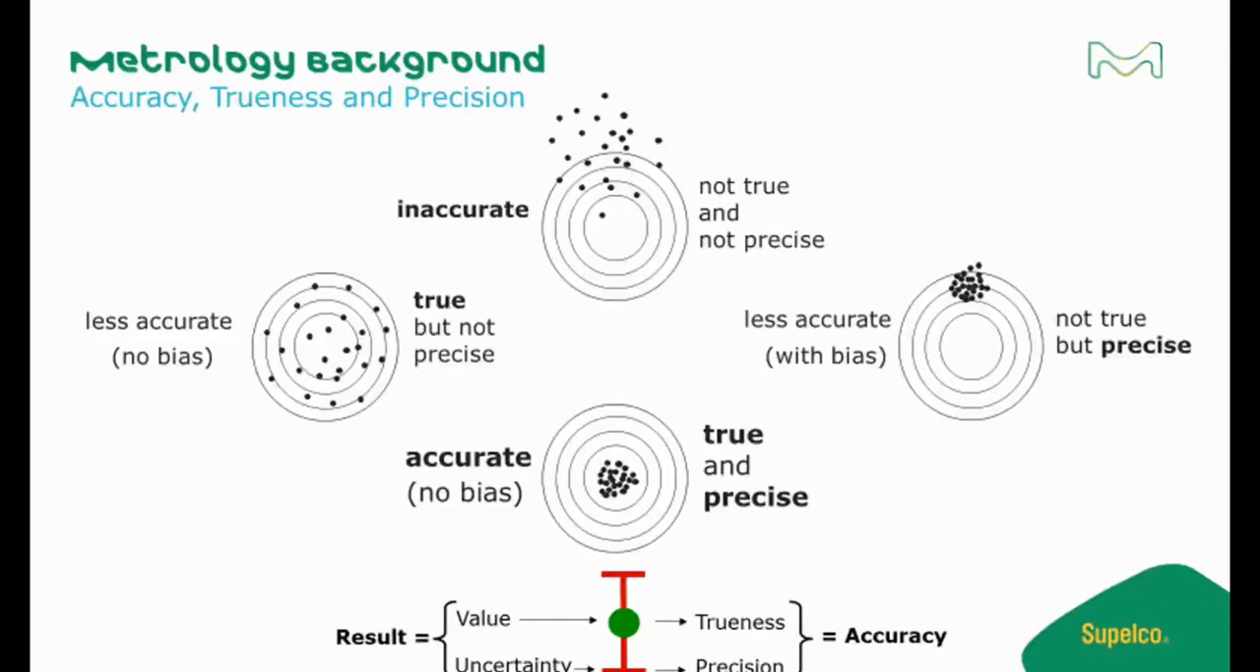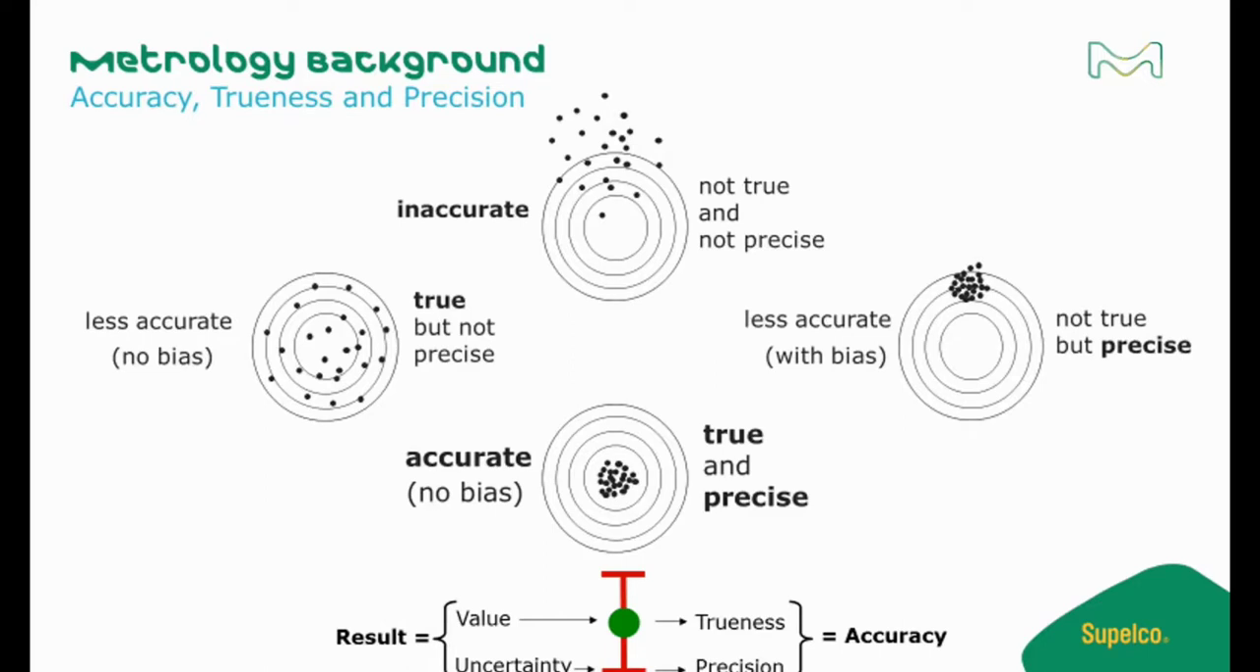I would like to introduce some metrology terms now. A measurement is considered to be true if the mean of all individual measurements is close to the true value, as shown in the example on the left side. However, the results here are widespread, meaning that the measurement is not precise and has a high uncertainty.